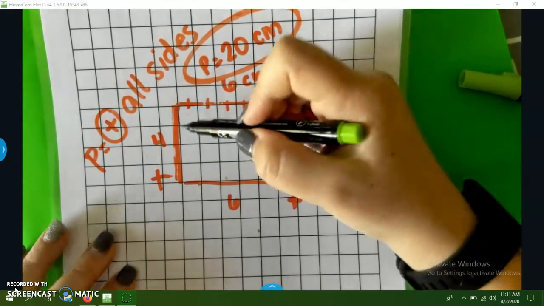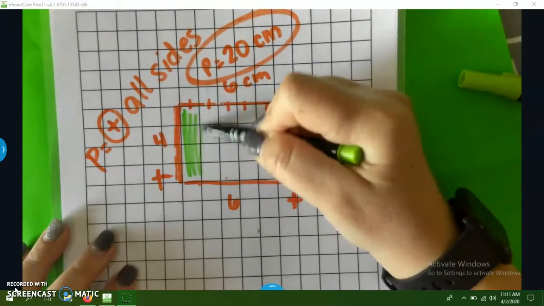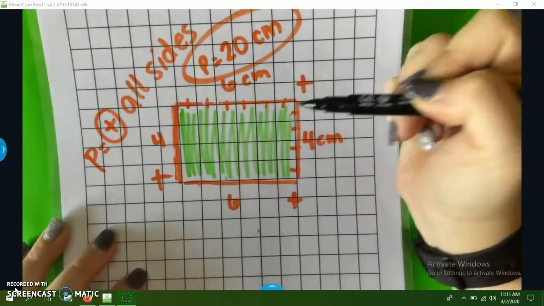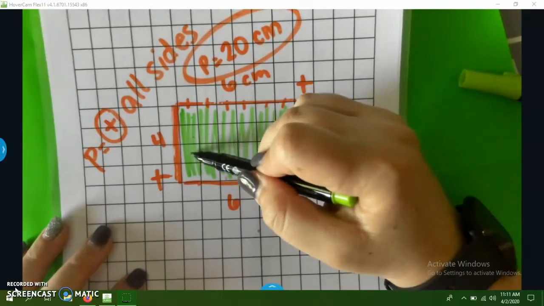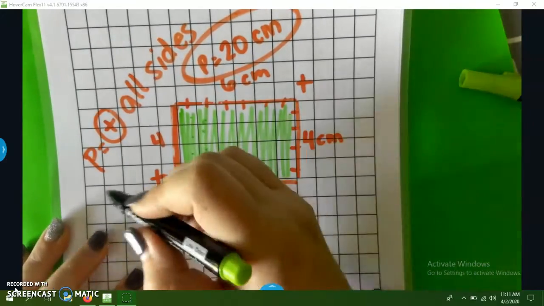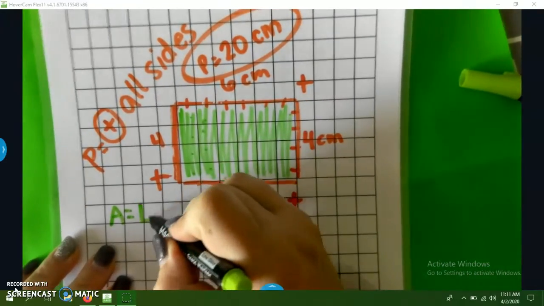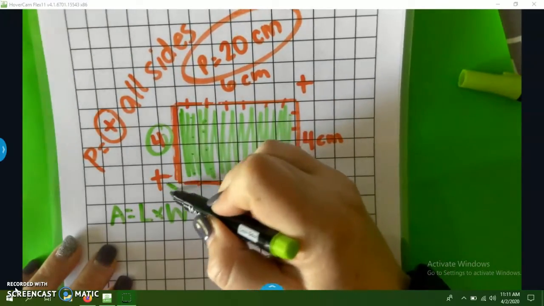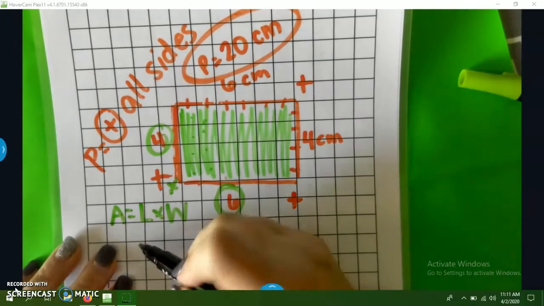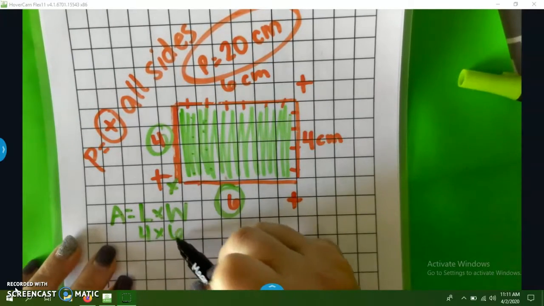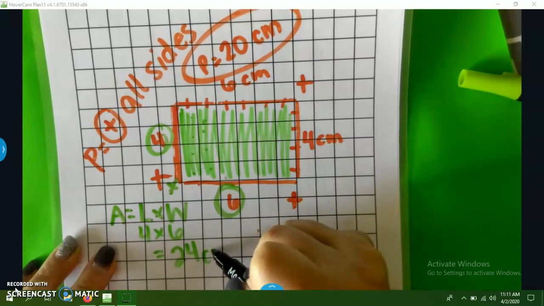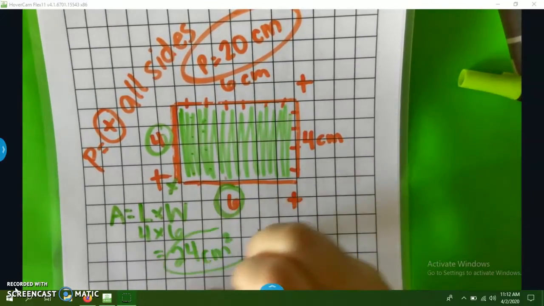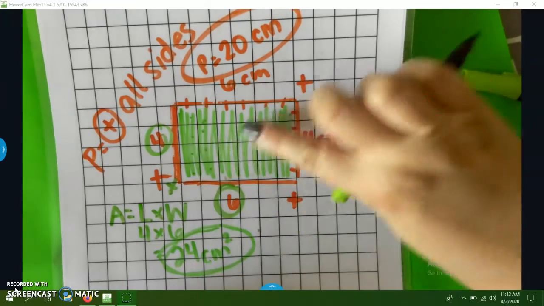Now, how about the area? Area is how many squares my shape covers. So again, because this is on graph paper, we could easily count how many squares it covers, or we could use our formula. Area equals length times width, or one side times the other. So for this shape, it's 4 times 6, which is 24 centimeters squared. Remember, with area, you always see that little 2, because we're saying that's how many square centimeters cover the area.